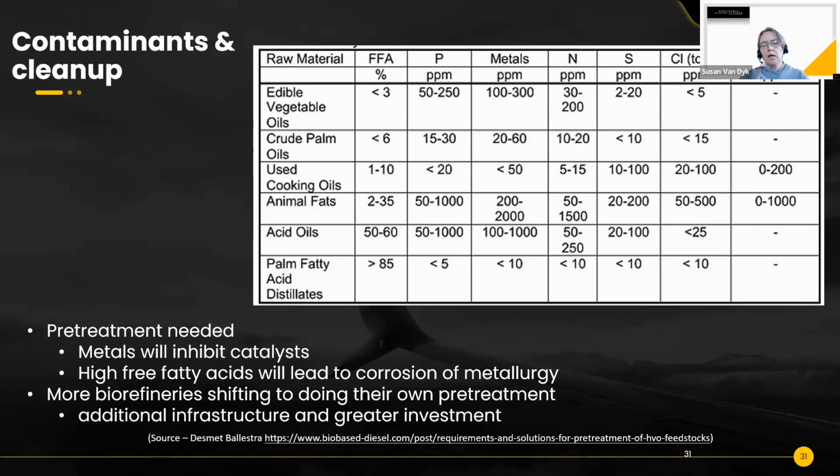SAF. And as biorefineries are looking at using more and more of these waste feedstocks in order to have a lower carbon intensity SAF production, before, they used to just buy the already cleaned up feedstock. But now biorefineries are starting to build their own pretreatment facilities, and that requires additional infrastructure and greater investment. So you need to understand the feedstocks in order to know how you will build your facility and what you're going to need.